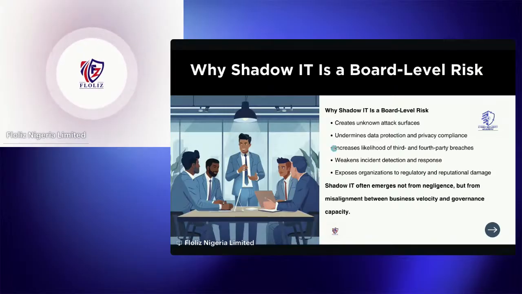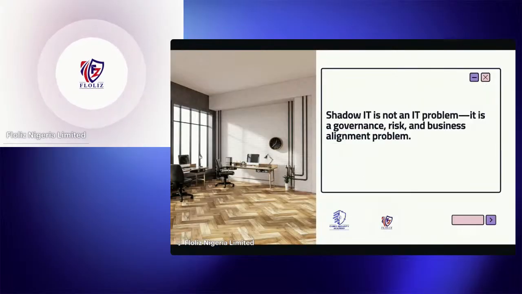So you could tell your vendors meetings can only be done on ABC platform because that is what is approved by management. So shadow IT is not an IT problem, just as I've mentioned. It's more of a governance and risk issue which the business has to address.